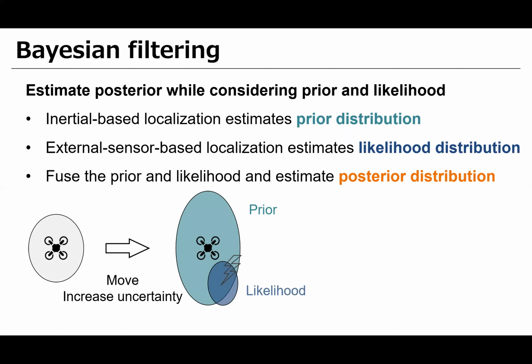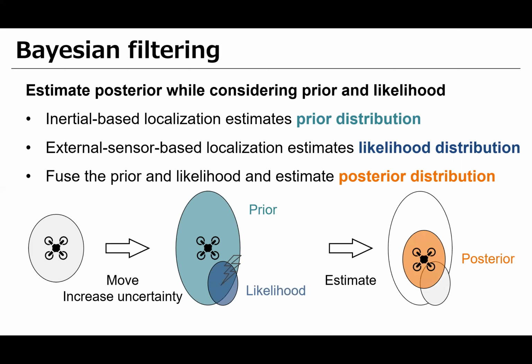Here, we do not directly use the external sensor-based localization results. Instead, we estimate the distribution based on the external sensor-based localization results. This distribution is called the likelihood distribution. Finally, the prior and likelihood distributions are fused, and the posterior distribution is estimated. This process is iteratively performed, and the drone pose can be continuously estimated.